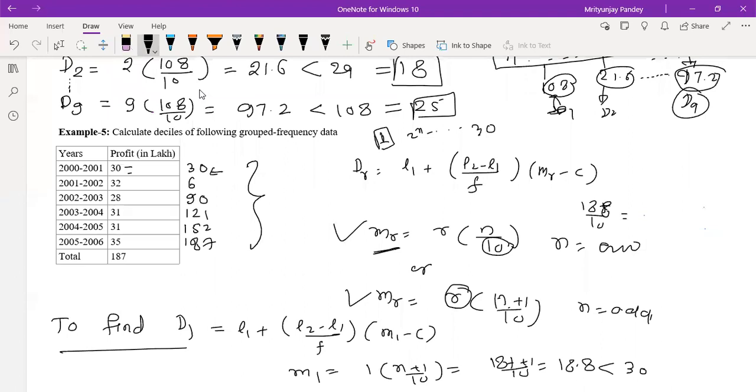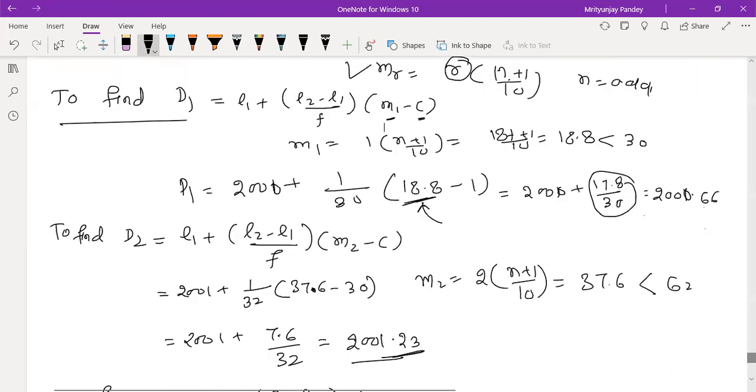So corresponding frequency F, and preceding C is 1, because any data starts from 1. So here put C equal to 1, M1 equal to 18.8, and L1 is 2000, L2 is 2001. Difference between them, that is 1. Now substitute all the values in this formula. D1, that is 2000 plus 1 by 30, and 18.8 minus 1. So finally we will get the value of this one.